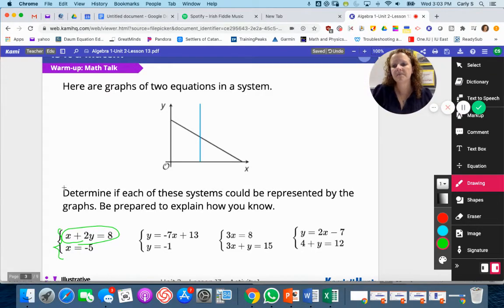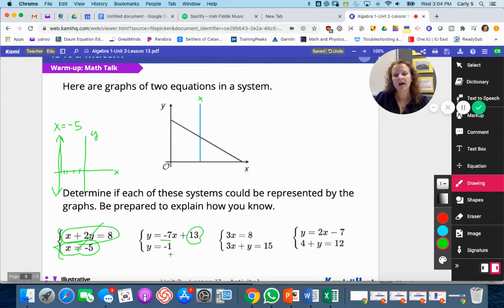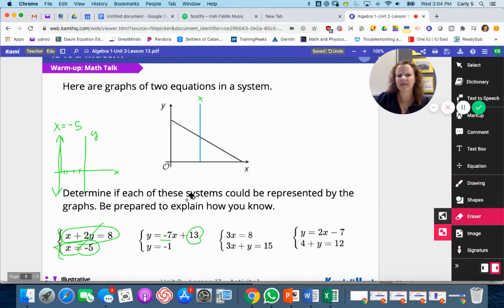And this second equation is going to be, if I do an xy axis, this is my x-axis, my y-axis. If I go over here to -5, x equals -5, well, that's 1, 2, 3, 4, 5. This is the line x equals -5, which is not this line, so that doesn't work. This system, it's great. I have a y-intercept of 13, a slope of -7, which is a valid slope for this drawing. But the line y equals -1 does not work.